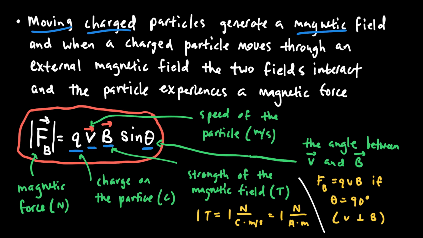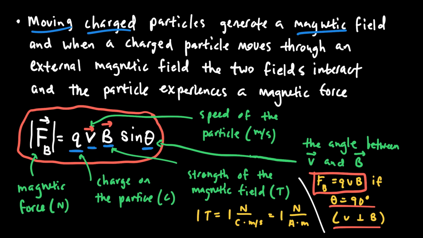And as I've shown down in the bottom right-hand corner, we remember that if theta equals 90 degrees, then those two are perpendicular, and the sine of 90 degrees is equal to 1. And for that reason, we can just use the equation F_B equals QVB only in cases where V, the motion of the charged particle, is perpendicular to the direction of the magnetic field.